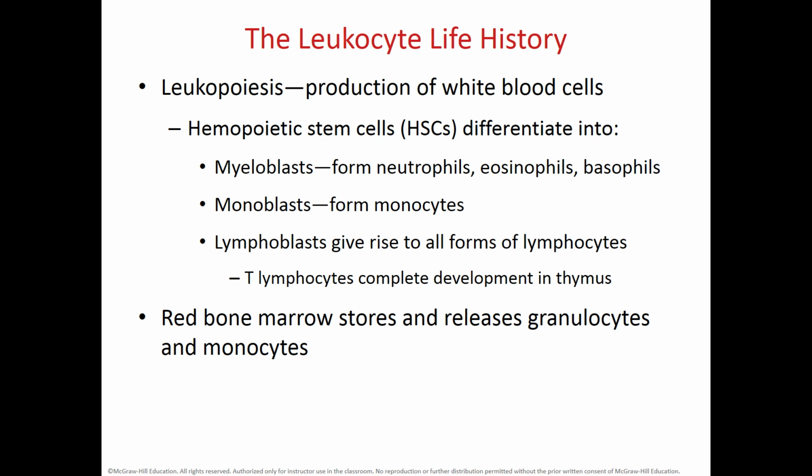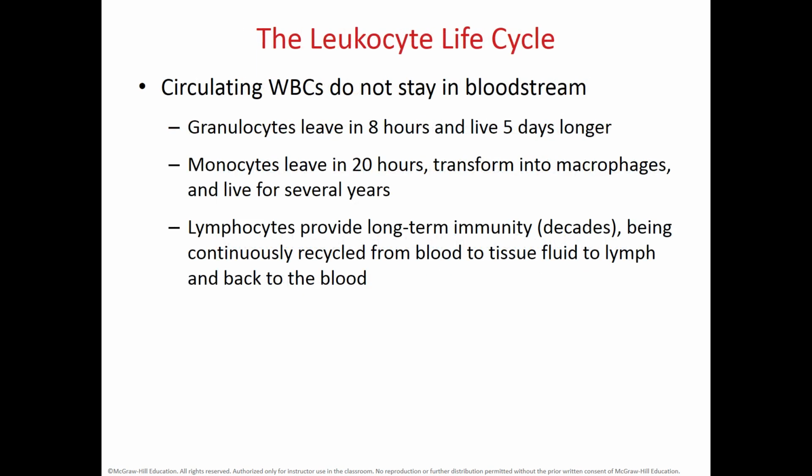Now, the red bone marrow will store and release granulocytes and monocytes. The circulating white blood cells do not stay in the bloodstream. The granulocytes will live 8 hours and then live 5 days longer. Monocytes will live 20 hours and will transform into macrophages that can live for several years.